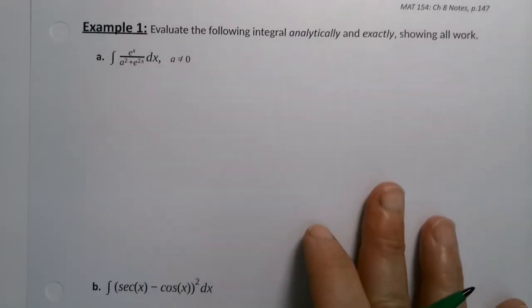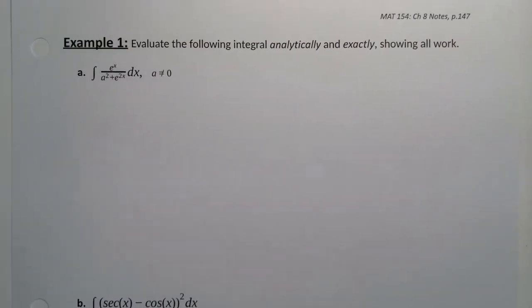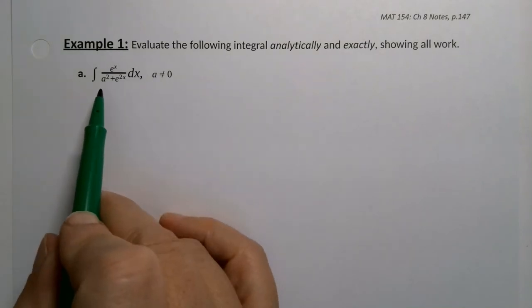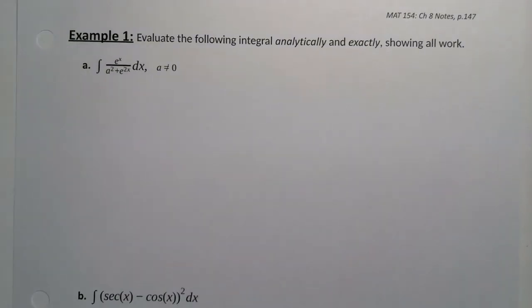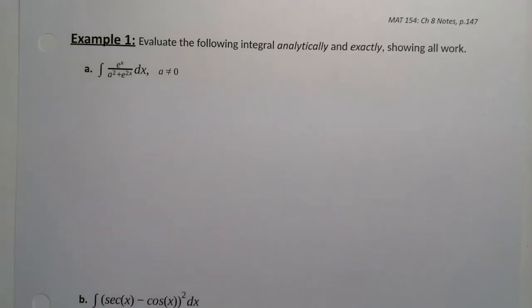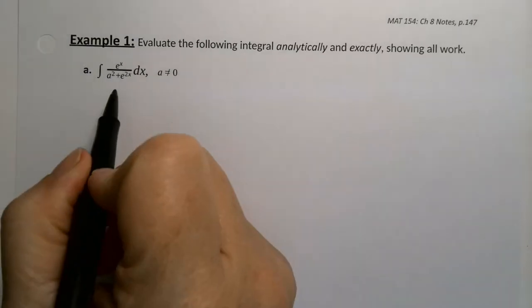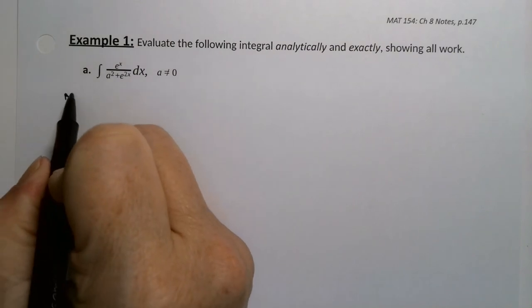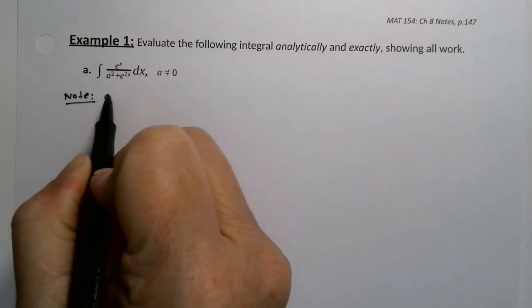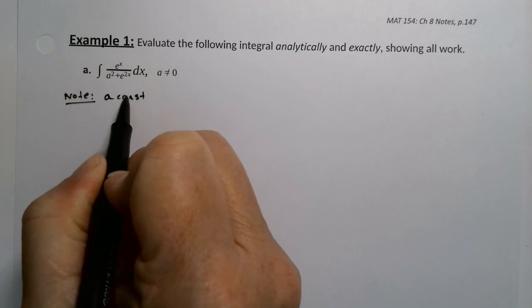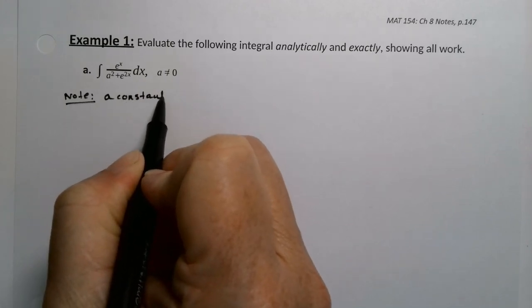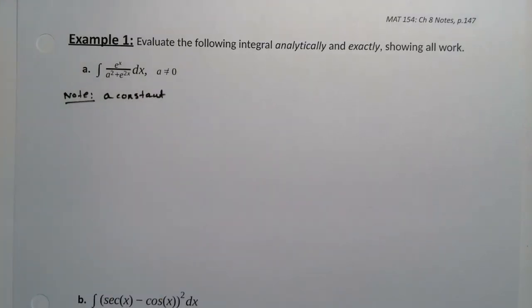Okay, so let's start with some. So here we have e to the x over a squared plus e to the 2x. Don't we love it when they put a in, where a is a constant? It doesn't say that, but it's always assumed. You know, a, b, those kind of letters are usually constants. So note a is a constant.